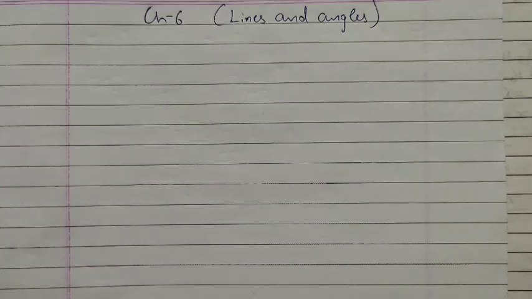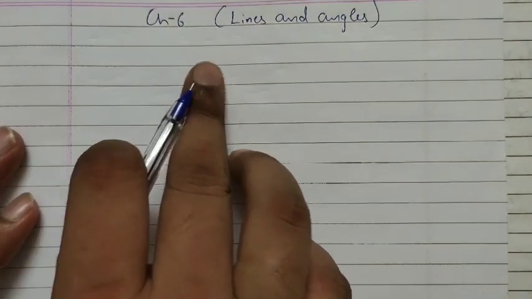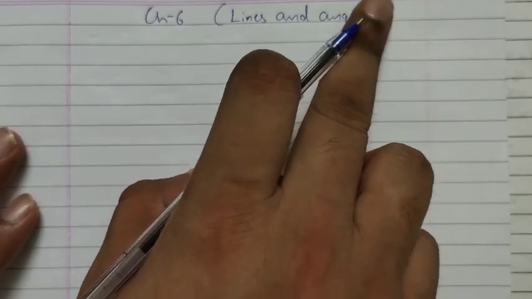So hello all, in this video we are going to discuss chapter 6, Lines and Angles, class 9th. Chapter 5 has been deleted by CBSE from the syllabus due to the pandemic. Chapter 5, Euclid's axioms and postulates, has been deleted. So let's move on directly to chapter 6 now. No portion is deleted from this chapter. So, chapter 6, Lines and Angles.